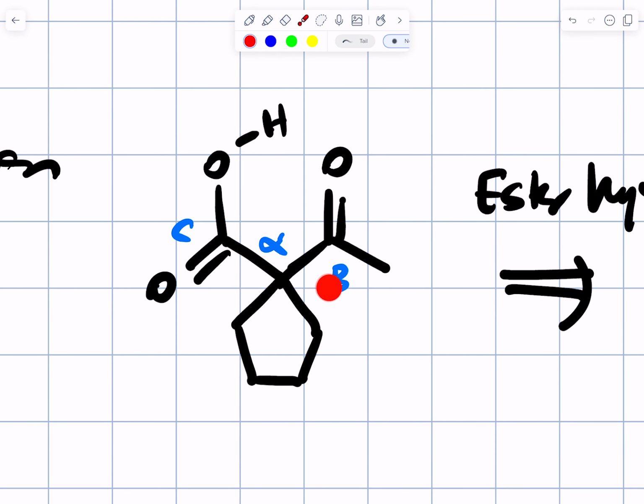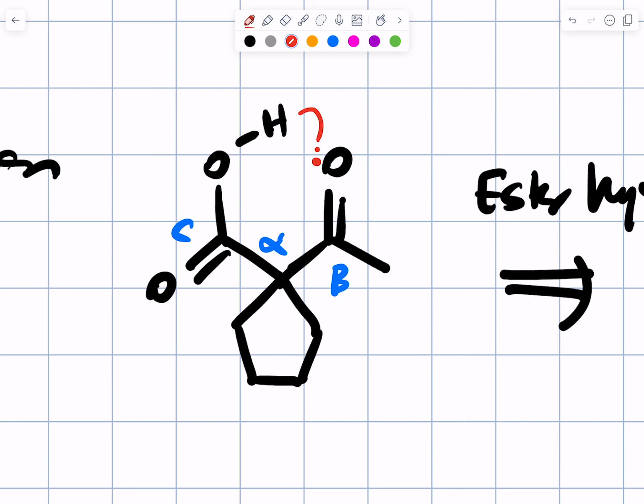And the pattern there is beta keto acid. And also notice that the atoms that are going to be involved in this process, there are 6 of them. They're close to each other. This is sort of what we call a 6-member ring transition state reaction.